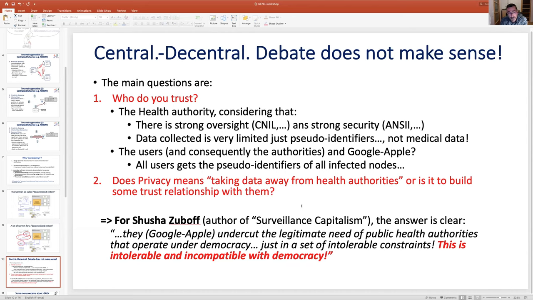For us, it was clear that we trust the health authority more. Because by the way, if you're not trusting the health authority, you have other problems. I mean, you have more serious problems than just contact tracing. So you're better off trusting the health authority.